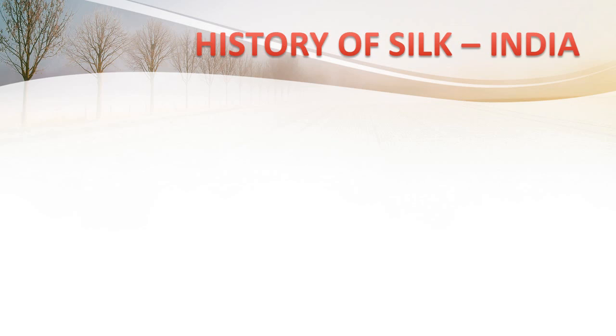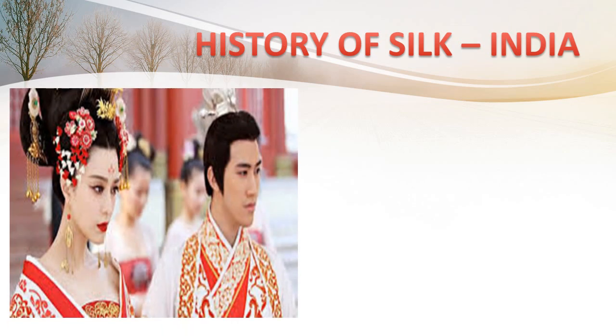How did silk come to India? There was a Chinese empress who married an Indian. She was very fond of silk cloths. She brought the eggs of the silkworms in her headdress and fed them with the leaves of the Indian mulberry trees. This is how silk emerged in India.